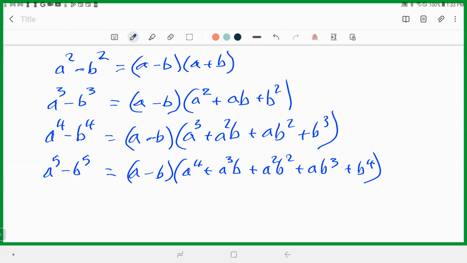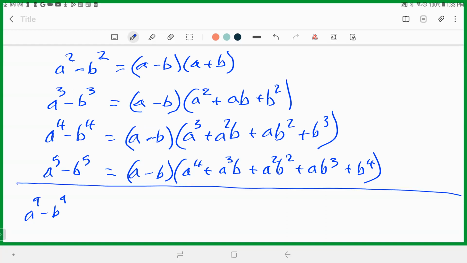See the trend? Yes, sir. It's not a matter of memorizing a formula, it's more a process. So I can choose any number, a to the 9th power minus b to the 9th power, and run the process. It equals a minus b, bracket, must be a to the 8th power, because this must give me the first term, a to the 9th power. Plus, all the values in here are pluses.